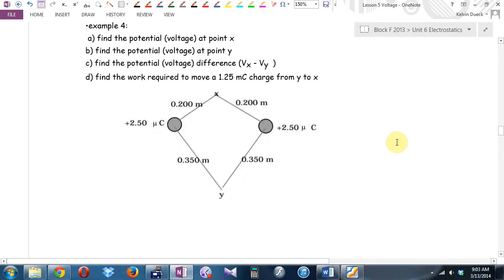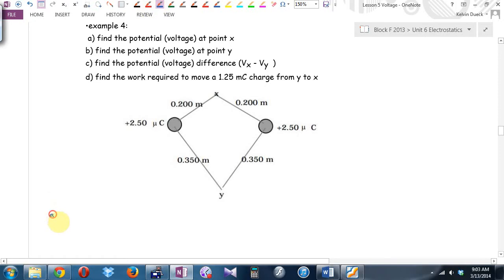Example 4. This is the diagram that I think I told you guys about during the electric field lesson, or during the energy lesson, where I said, this looks terrifying. No, voltage is a scalar. I don't need angles. I don't care. All I need are the distances. So you ready?